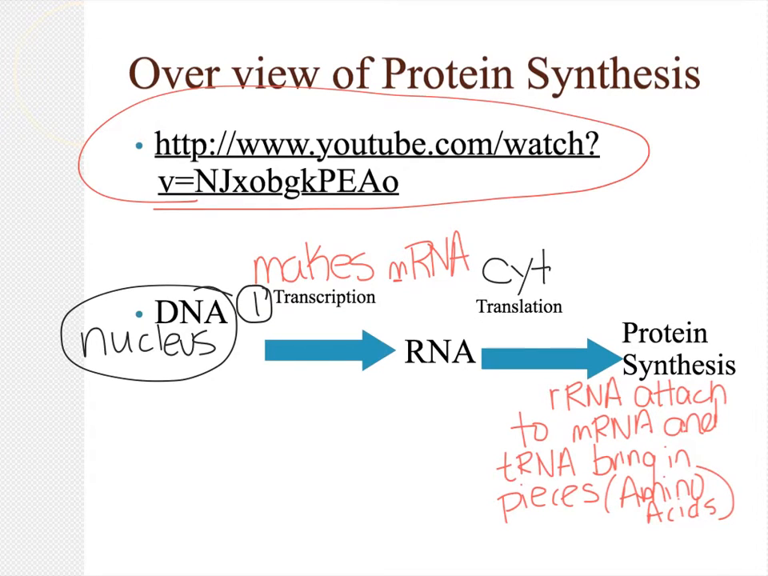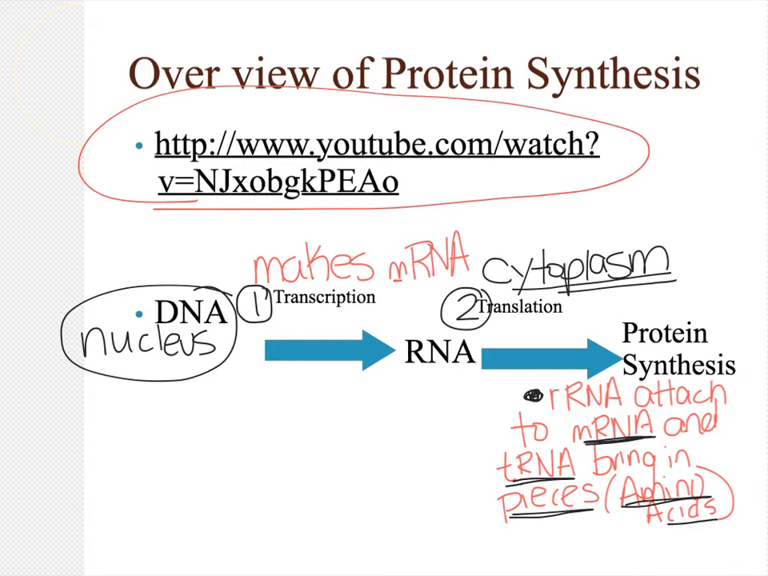Then out here in the cytoplasm, we get the next part of protein synthesis, which is called translation. So this is step 2, out in the cytoplasm. In translation, a ribosomal RNA attaches to that messenger RNA that was made in transcription, and then the transfer RNA brings in the pieces, which are little amino acids. These little amino acid pieces all clip together in order to make a protein.